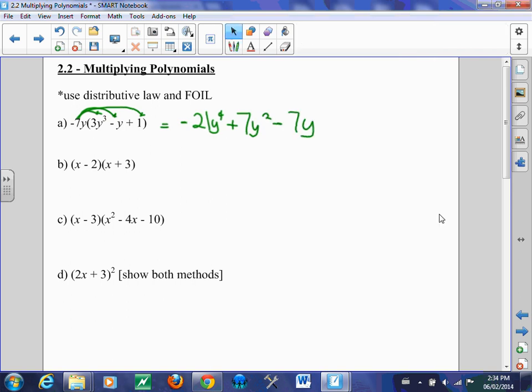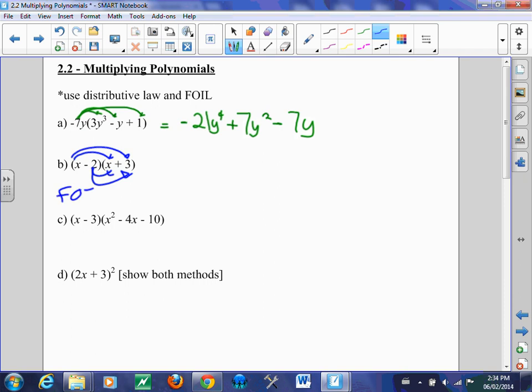Okay? Second example, ladies and gentlemen, is a FOIL. So you do first, outside, inside, and last. So just write that out for those who might have forgotten that. Okay, so remember you do that first. So first is going to be x squared, just like the warm-ups. So 3x minus 2x minus 6. And that equals x squared plus x minus 6. All right, and that's using FOIL.